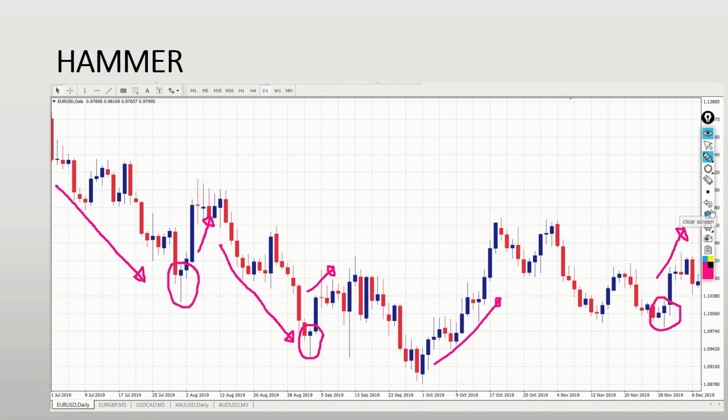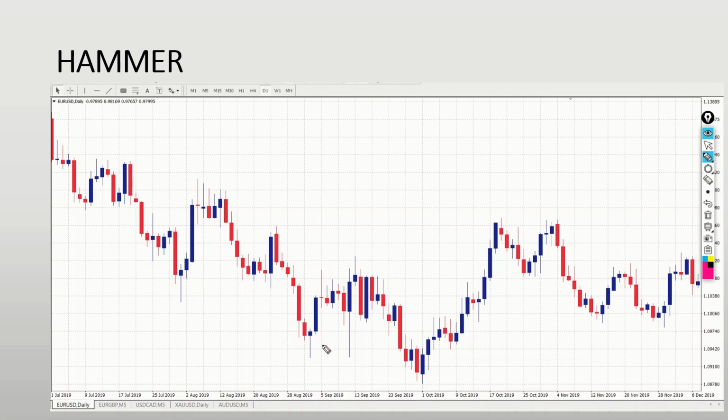So when you look at this hammer here, its upper wick is little, and when you look at this hammer, the upper wick is a little bit longer, and then you look at this hammer, its upper wick is moderate. So we said a hammer may have an upper wick, or it may not have a wick. And the color of the hammer does not matter.